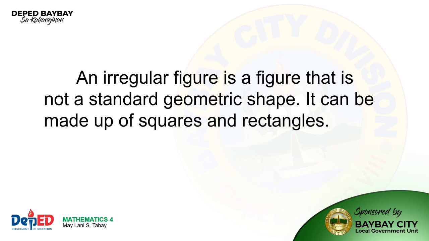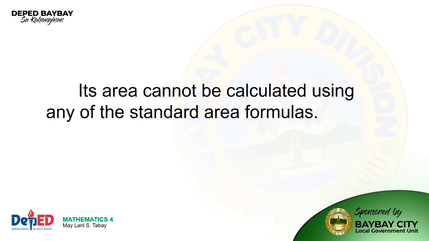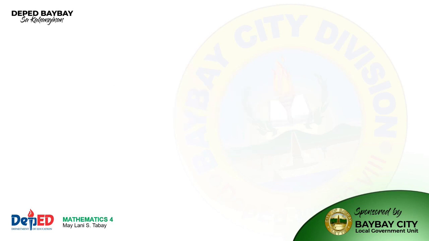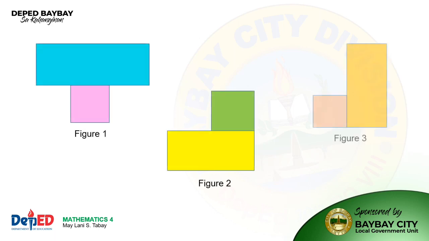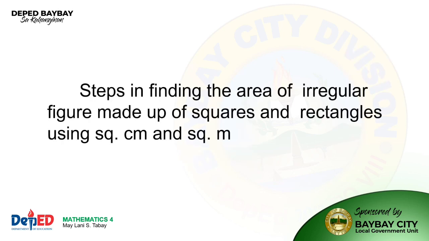An irregular figure is a figure that is not a standard geometric shape. It can be made up of squares and rectangles. Its area cannot be calculated using any of the standard area formulas. Examples of irregular figures made up of squares and rectangles. There are steps in finding the area of an irregular figure made up of squares and rectangles using square centimeter and square meter.